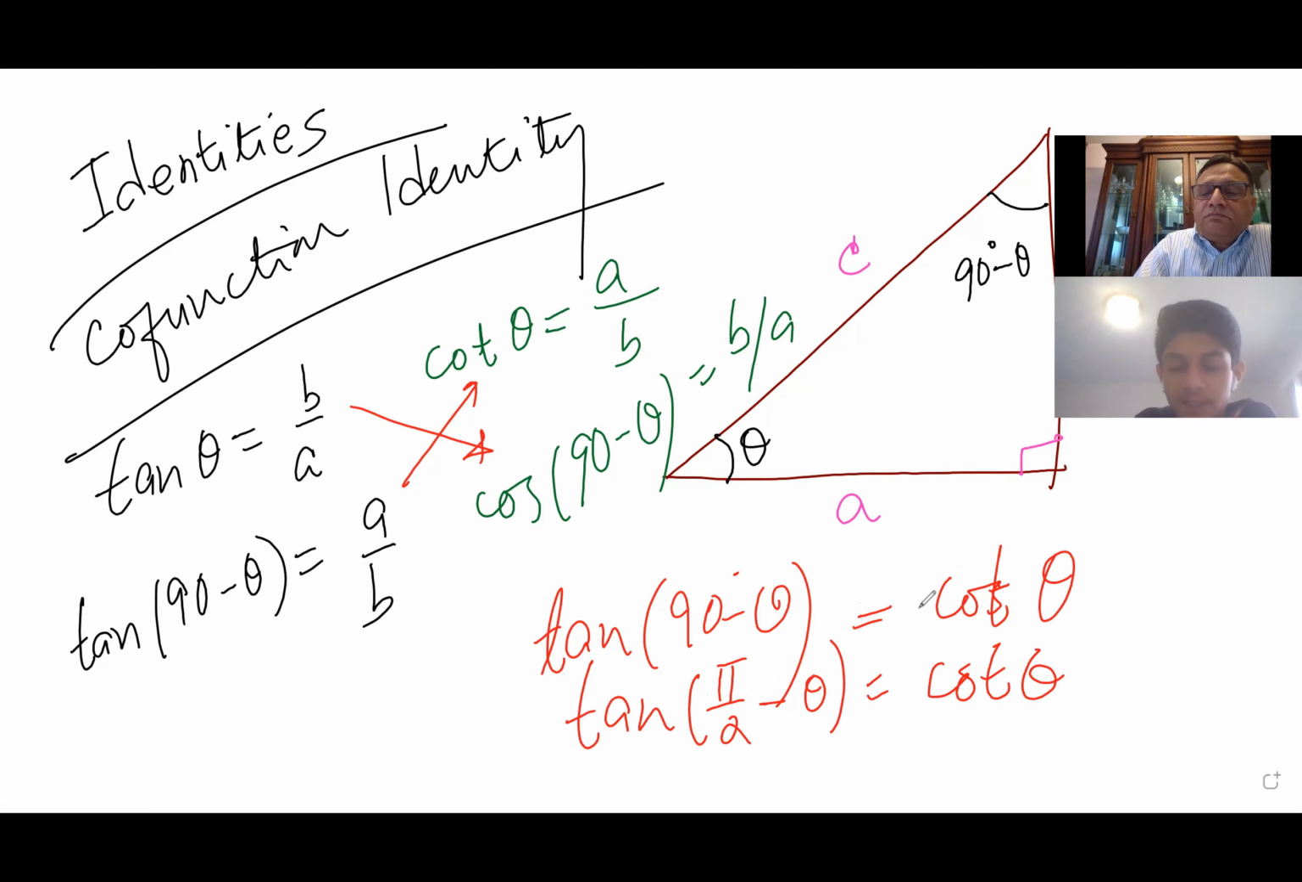Now the reciprocal is also true. That is, cot of 90 minus theta is the same as tan of theta. Is it okay? Okay. Now let's again look at the same diagram with sine and cosine.